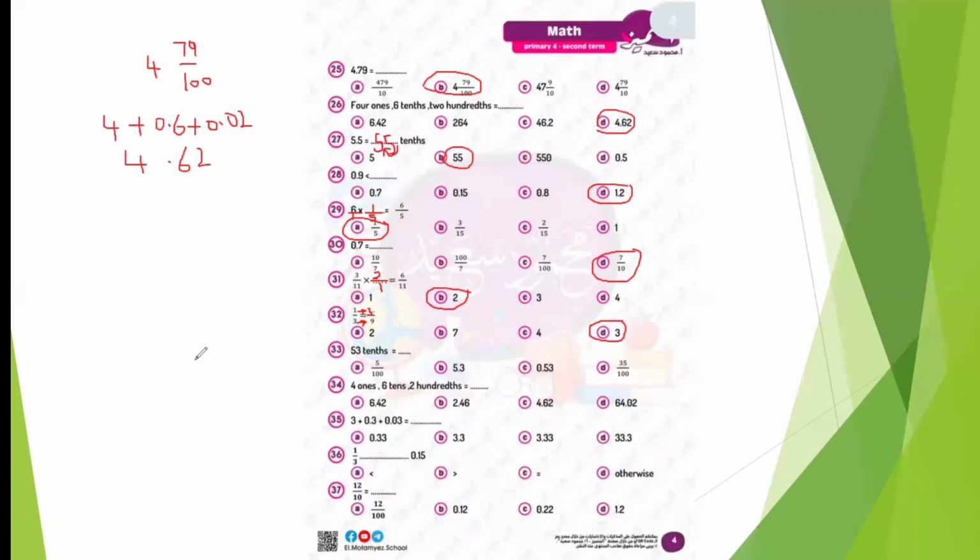33. 53 tenths. That means 53 out of 10. That means 53 divided by 10. When I divide by 10, I move the decimal point and put it here. So it will be 5.3.